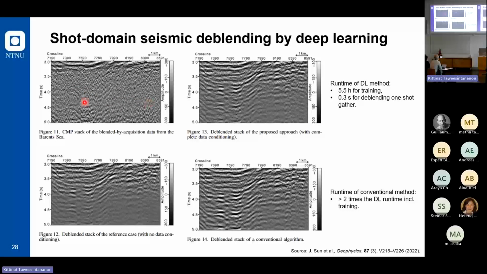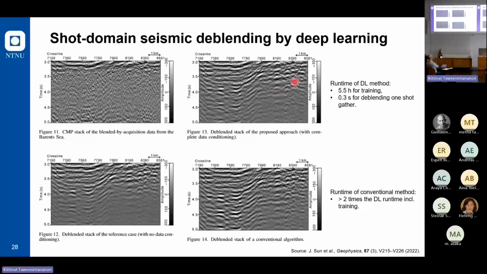Running this is the before deep blending, and you see a lot of things that are noisy. You don't see the subsurface structure clearly. And when the deep blend using the proposed deep learning method comes here, it's quite nice. And the deep blend stack using the conventional algorithm looks like this bottom figure.